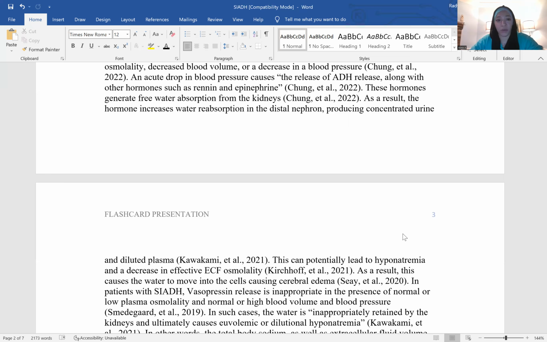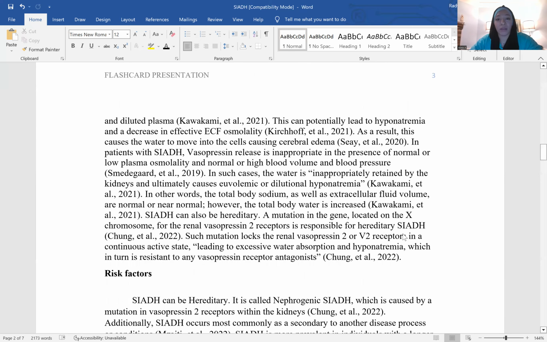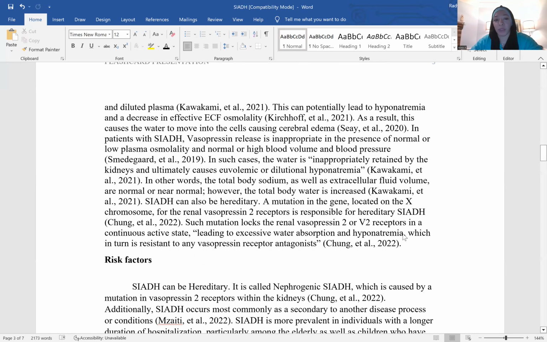As a result, the hormone increases water reabsorption in the distal nephron, producing concentrated urine and diluted plasma. This can potentially lead to hyponatremia and a decrease in effective ECF osmolarity. As a result, this causes the water to move into cells, causing cerebral edema. In patients with SIADH, vasopressin release is inappropriate in the presence of normal or low plasma osmolality and normal or high blood volume and blood pressure.